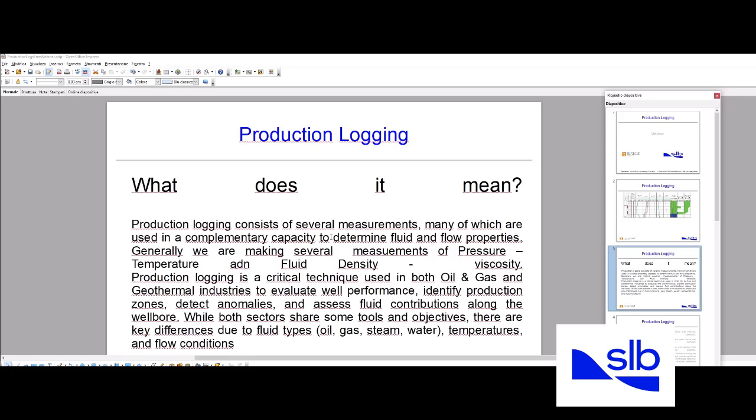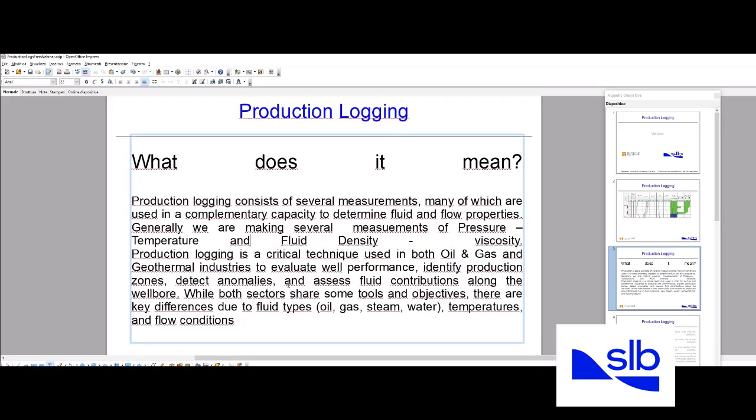So what does it mean? Production log consists, as we just said, of several measurements which are used in a complementary capacity to determine fluid and flow properties. Generally, we make several types of measurements to establish the pressure, temperature, and also the fluid density and viscosity.